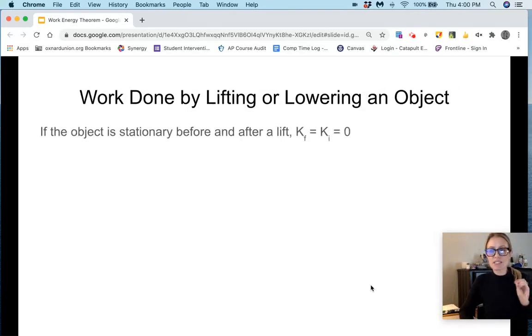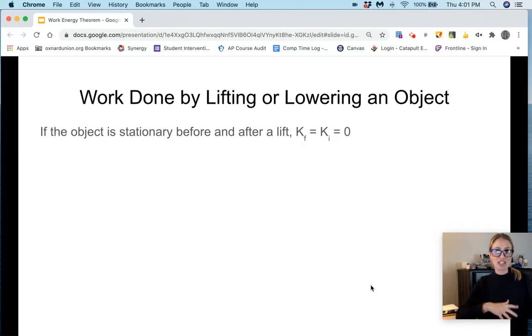Now, here's a special case: if your object is stationary before and after a lift. We're going to actually use this scenario when we do a little lab next week, I think it is, which I call the Human Work and Power Lab. In that lab, you will run upstairs, or I have a video of myself doing it. You start at rest, and then at the top of the stairs, you end at rest. So this is an example of that.